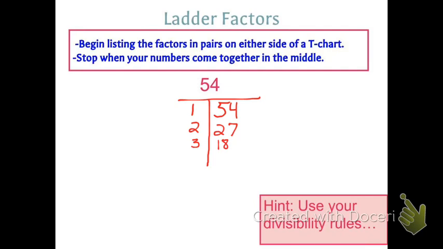All right, so let's go to the number after 4, which is 5. 5. Is 5 a factor of 54? No. Okay, so what comes after 5? 6. 6. Is 6 a factor of 54?